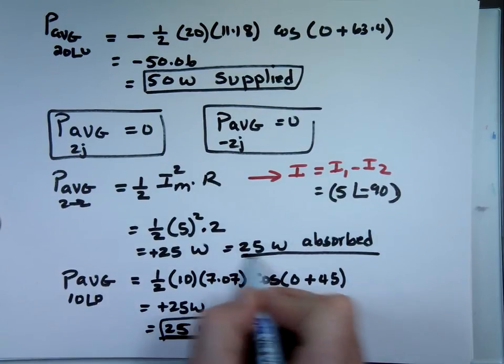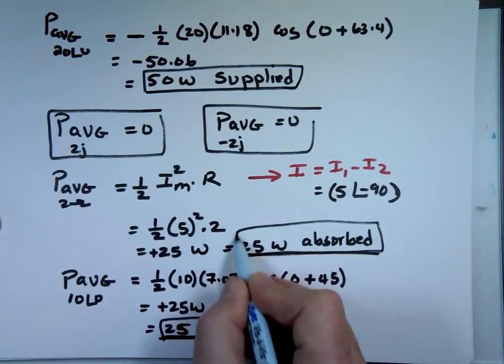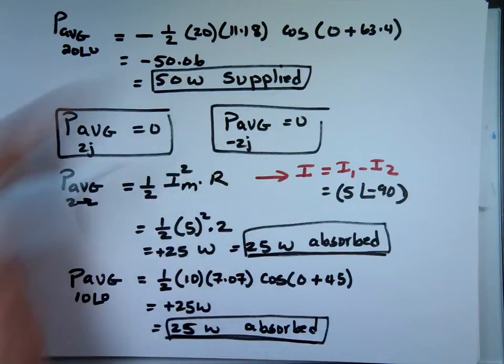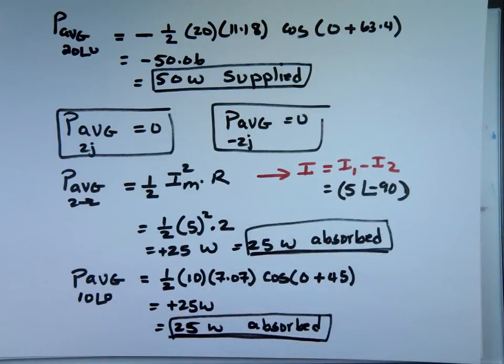So notice the power supplied equals the power absorbed. There's all the values, one by one. The power supplied is 50 watts. The power taken is 50 watts. The capacitor and inductor have 0 average power.